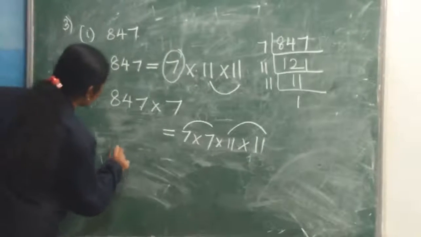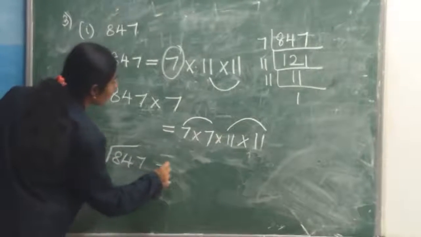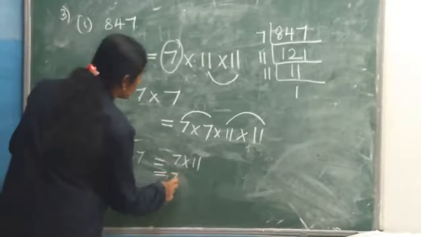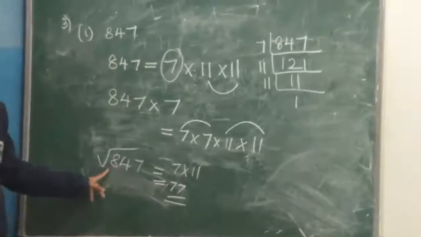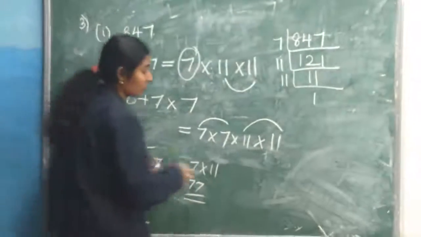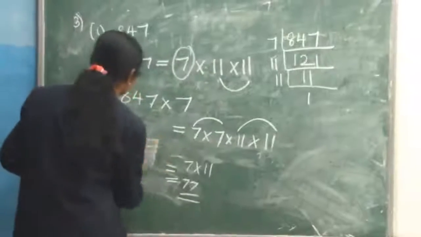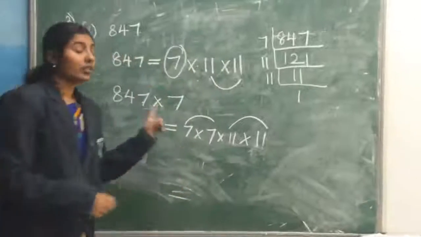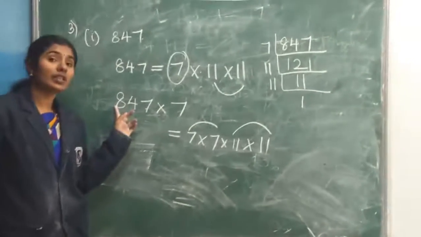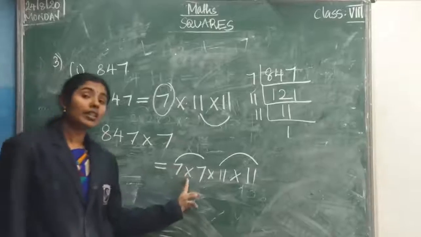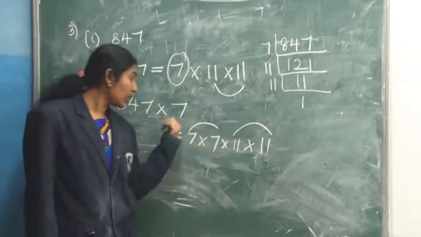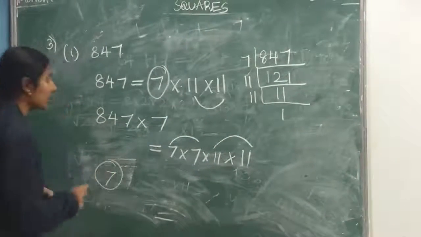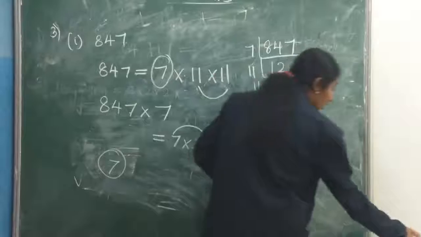So what is the square root? 7 into 11. It is not necessary to find the square root of this number. See here, 7 is multiplying. When you multiply with 7, you will get a perfect square. So the smallest positive integer is 7. Okay. Next number.